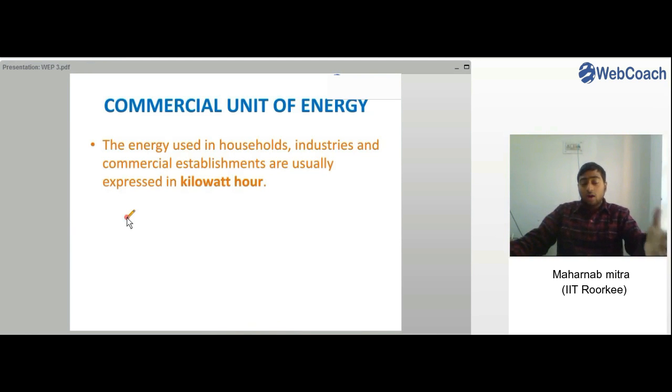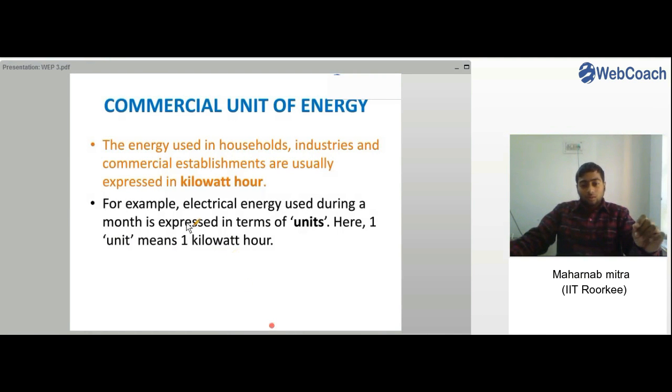And the energy used in your household and many industries and commercial establishments is usually expressed in kilowatt hour. The energy you consume electrically in your home is often given in kilowatt hour. And often we don't write kilowatt hour. We use different terms to write the same unit, kilowatt hour.